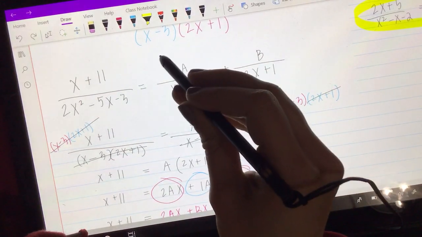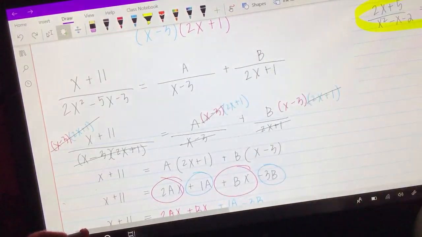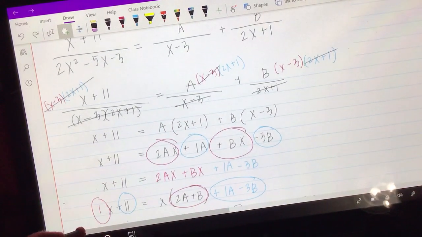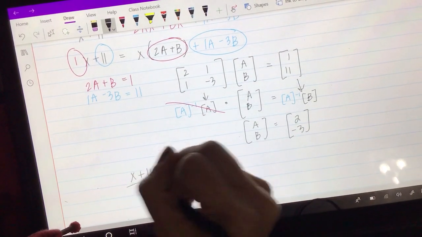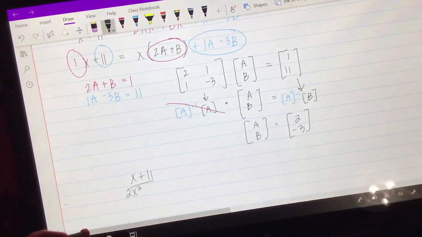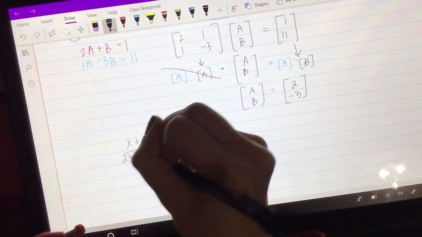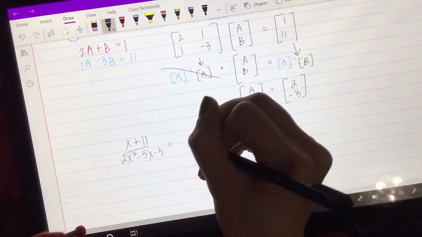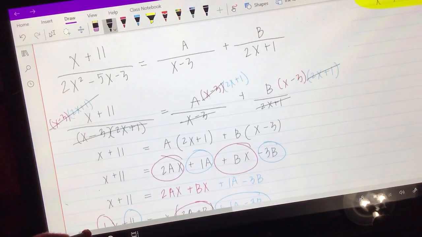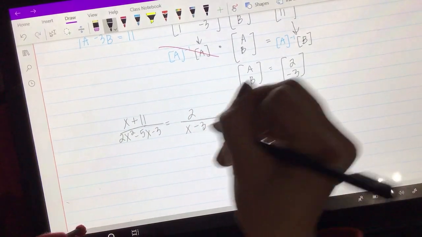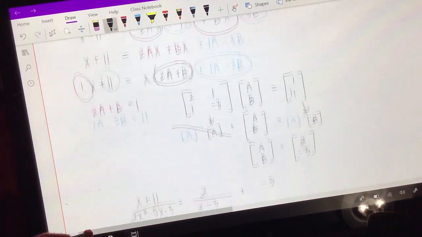Oh, this is not working. Oh my gosh. Okay, I'm just going to rewrite it. X plus 11 over 2x squared minus 5x minus 3 equals, the A value is 2 over x minus 3 plus our B value is negative 3 over 2x plus 1.